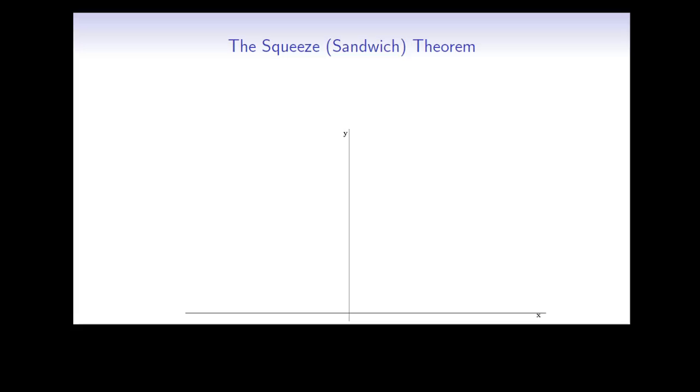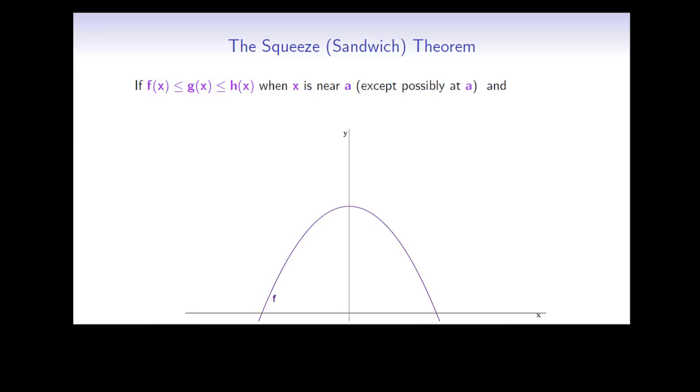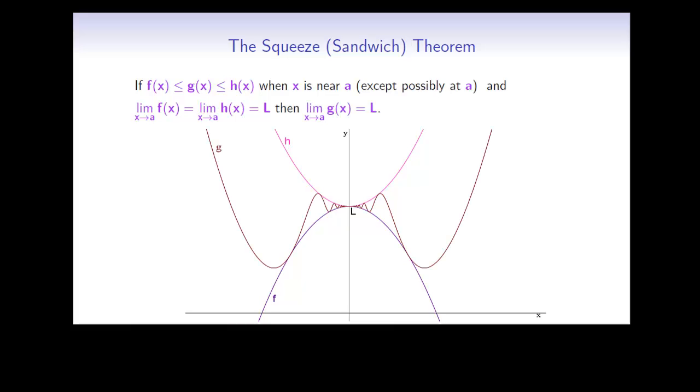Next is a theorem that will help us evaluate certain types of limits. Suppose that we have three functions, f, g, and h, so that f is the smallest and h is the biggest, at least when x is near a, except it doesn't matter what happens when x is equal to a. Also suppose that the limit of f of x as x goes to a is equal to L, and the limit of h is the same number, also equal to L. Then g of x is going to be squeezed or sandwiched between f and h, so the only possible value for this limit is L.